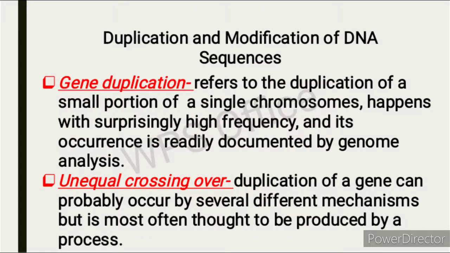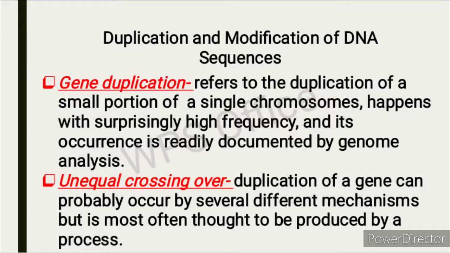Next, duplication and modification of DNA sequences: gene duplications. Gene duplication refers to the duplication of a small portion of a single chromosome. It happens surprisingly frequently, and its occurrence is readily documented by genome analysis.